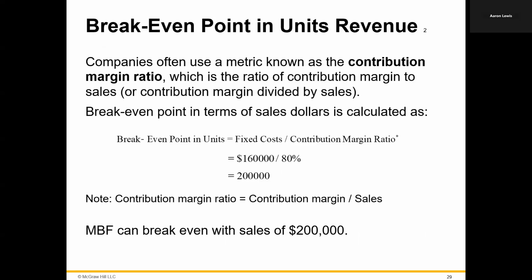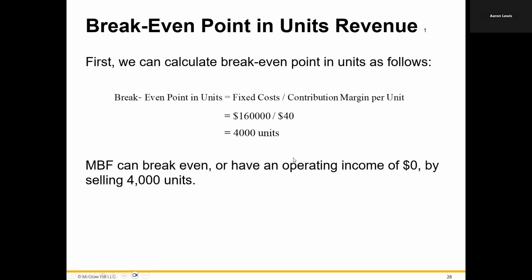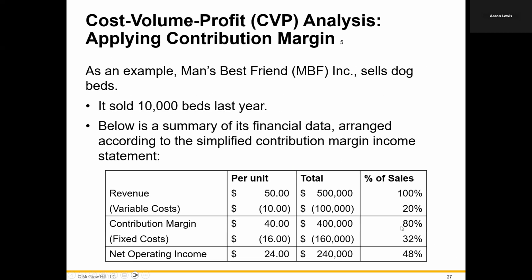You can also tell, and there's a typo on the slide right here, your break-even point in terms of sales dollars. To do that, you take your fixed costs and you divide by your contribution margin ratio, the contribution margin percentage. We know from going back a couple slides here, sorry if I'm making you dizzy, we know that 80% of every sales dollar ends up as margin.